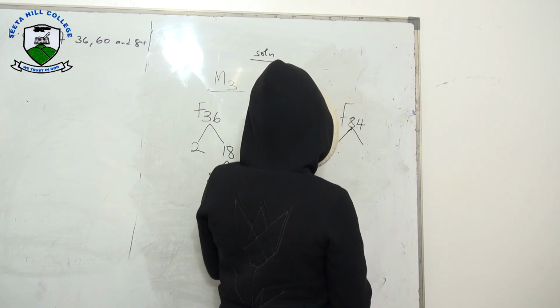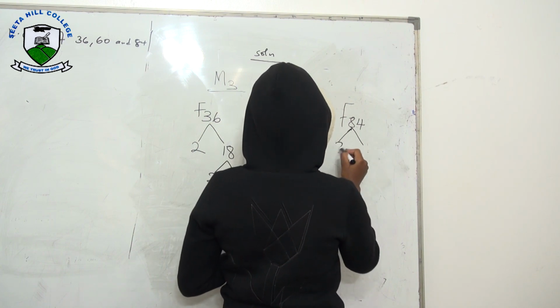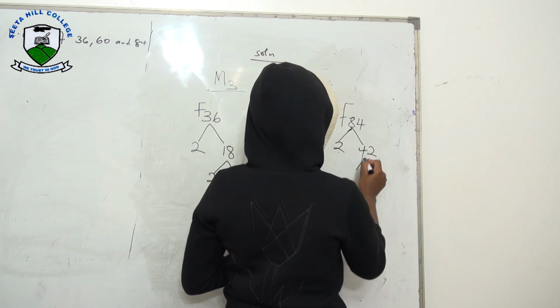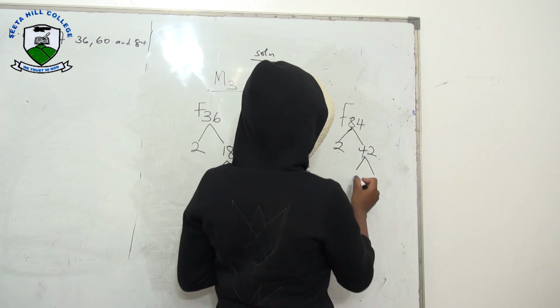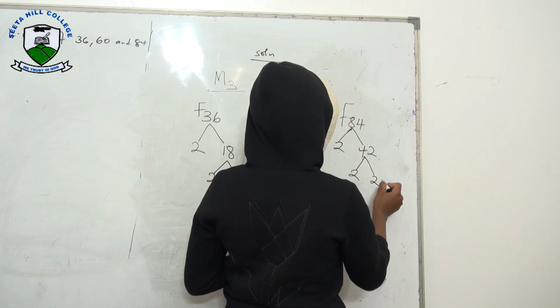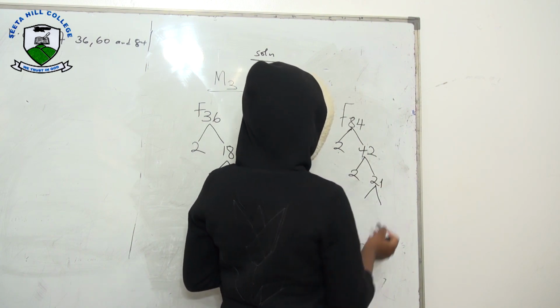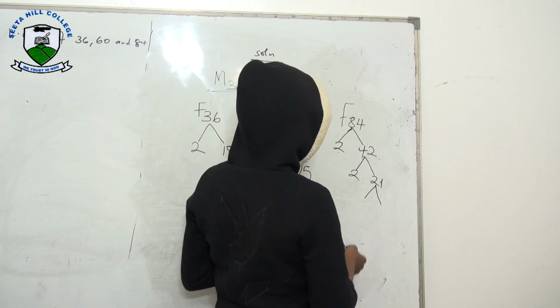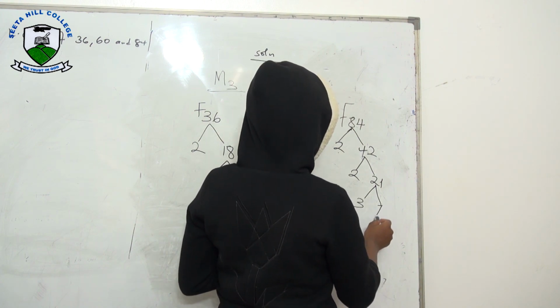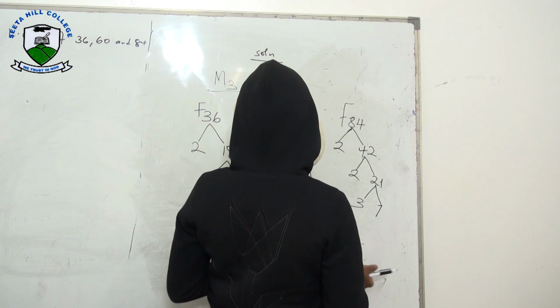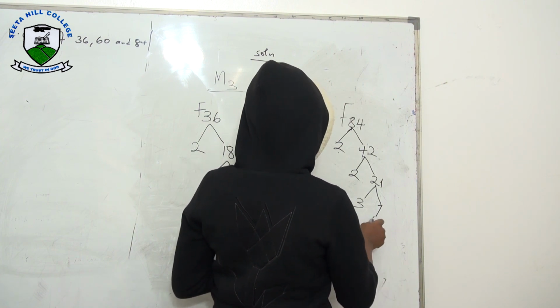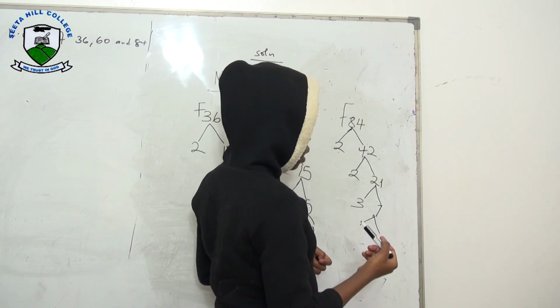84 divided by 42. 42 divided by 2. 21 divided by 2. Okay. 7 divided by 7.